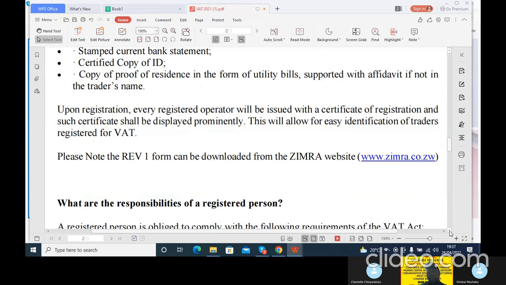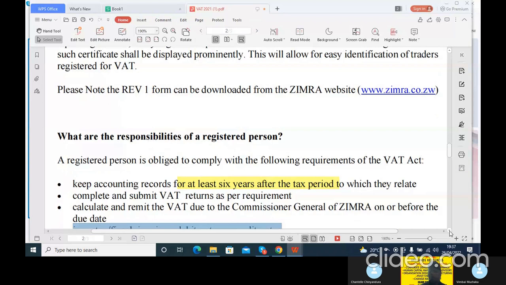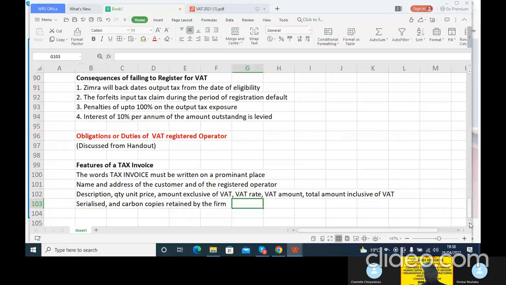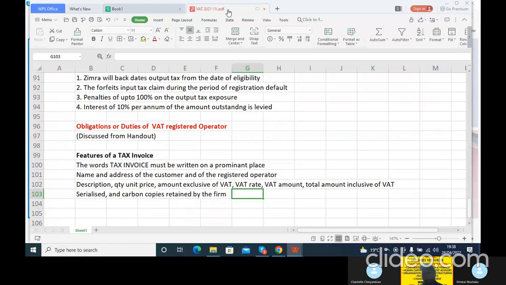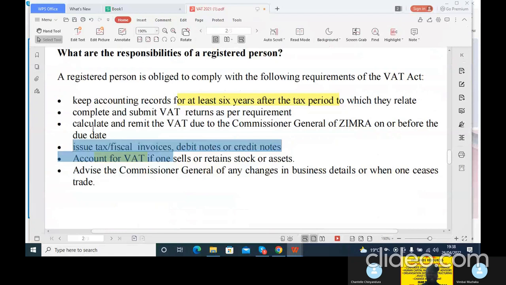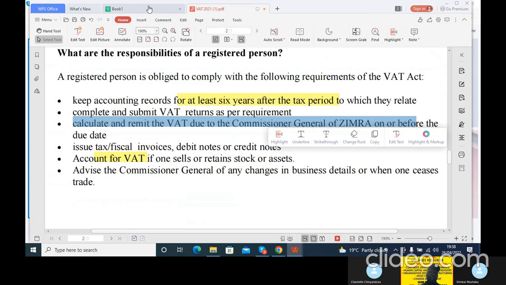You get that this is how you register for VAT. So you now know that once I register for VAT, there are conditions or responsibilities that you now have to perform. Amongst the responsibilities of a registered operator, responsibility number three is to calculate and remit VAT due to the commissioner on or before due dates. So we have to do a computation of VAT refundable or payable.